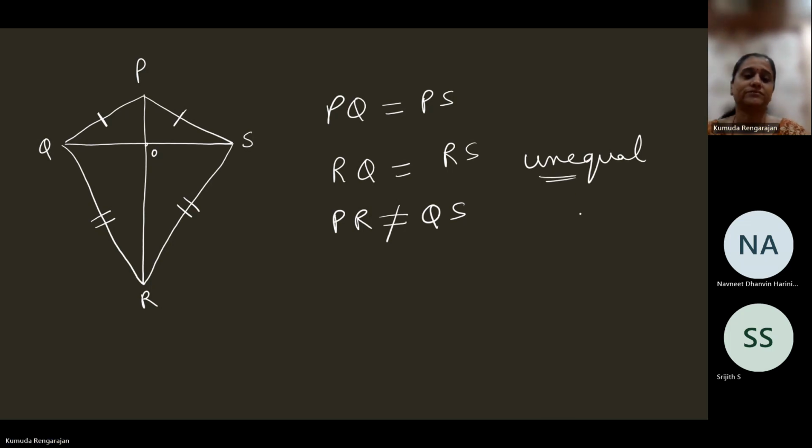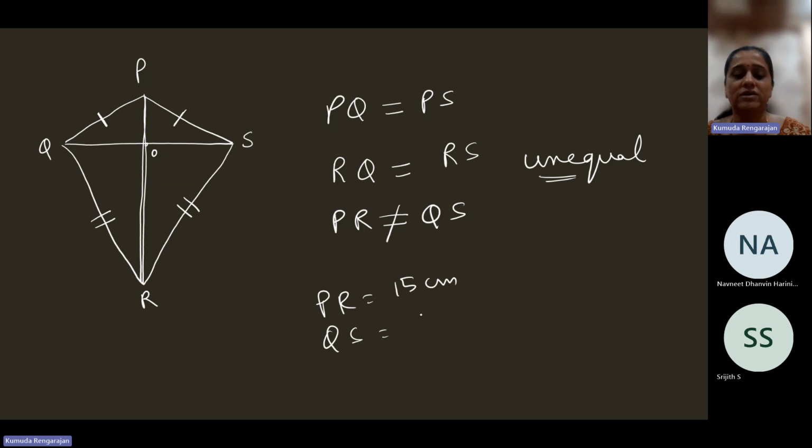Got it? Please acknowledge. Yes, ma'am. Okay. The diagonals are not equal. See, supposing I say PR is some 15 centimeters, QS will be like, say, some 8 centimeters. They'll not be equal. Okay, next.